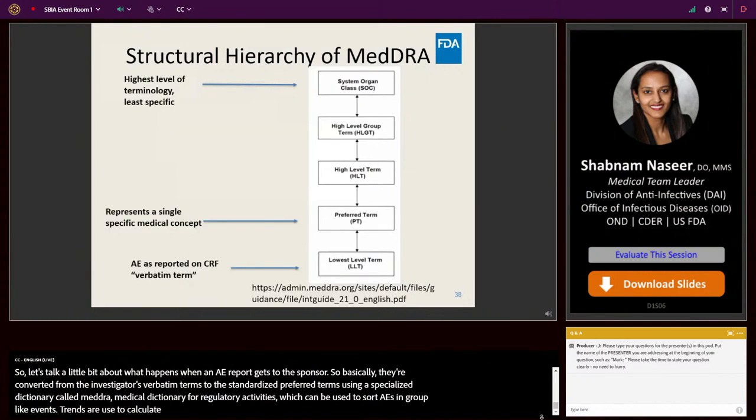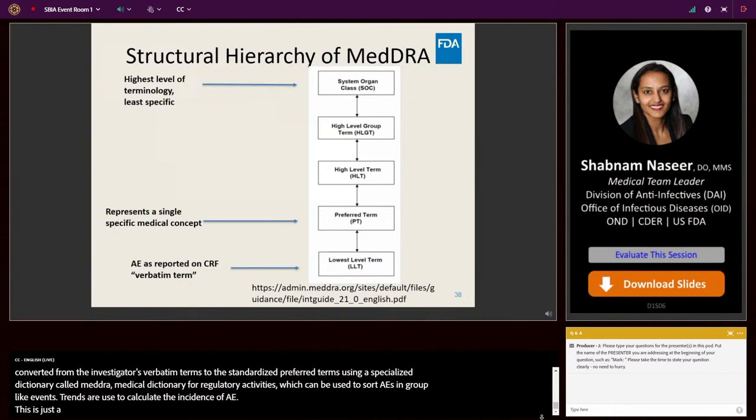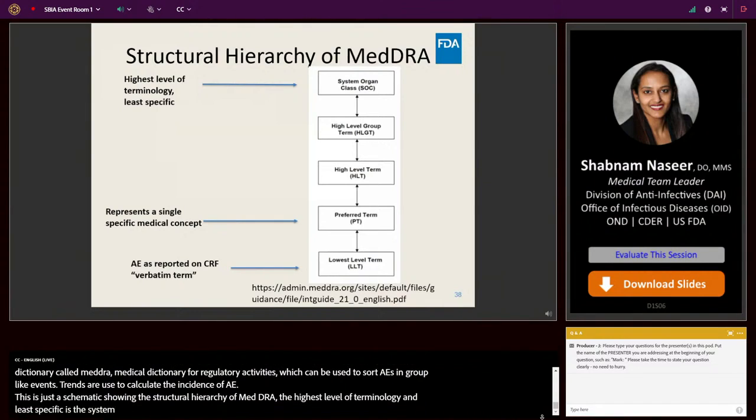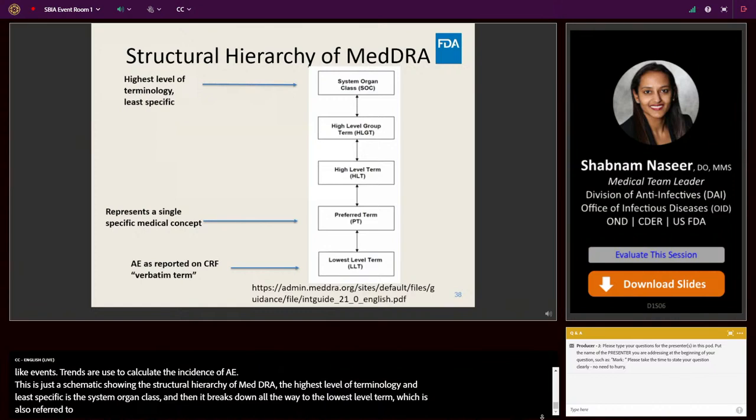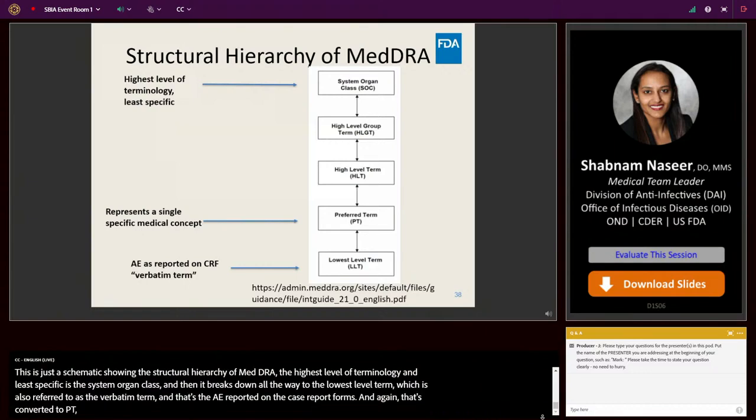And this is just a schematic showing the structural hierarchy of MedDRA. The highest level of terminology and least specific is the SOC, or the system organ class, and then it breaks down all the way to the lowest level term, which is also referred to as the verbatim term, and that's the AE reported on the case report forms. And again, that's converted to PT, which represents a single specific medical concept, or again, preferred term.